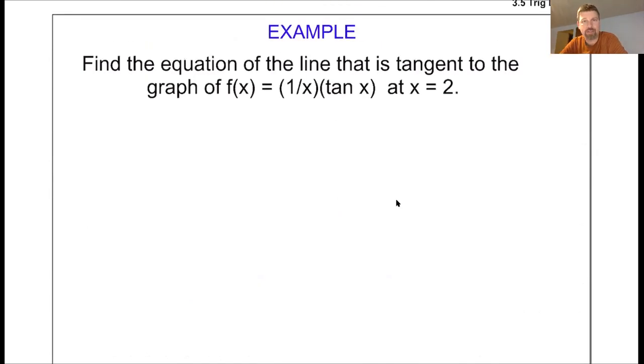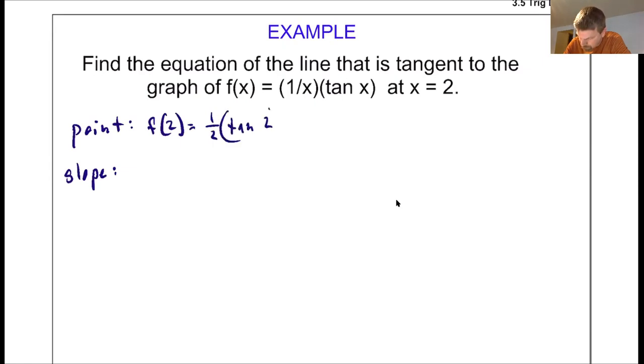Find the equation of a line that is tangent to the graph of f of x equals 1 over x times tangent of x at x equals 2. So to find an equation of a tangent line, I need two things. I need a point and I need a slope. Find an equation of any line, I need those two things. To find the point, you just plug the 2 in, right? The point is going to be f of 2. Well, that'll be 1 over 2 times the tangent of 2, which we could put in our calculator and get an approximation if we like.